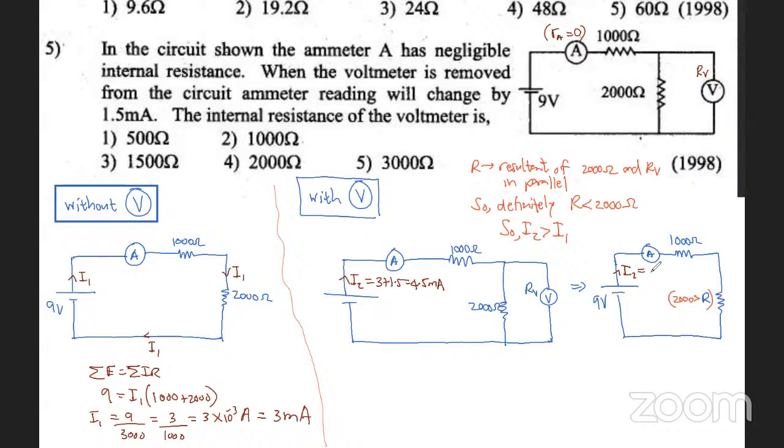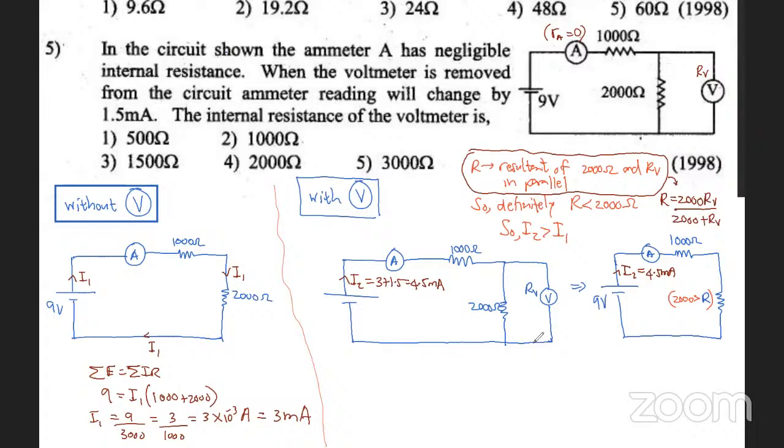4.5 milliampere. But before that, let me do something like this. Now what is the equation for R? R is the resultant of 2000 ohm and RV in parallel. Therefore, I can write an equation for R directly. R equals the multiplication of the resistors divided by the addition of the resistors.